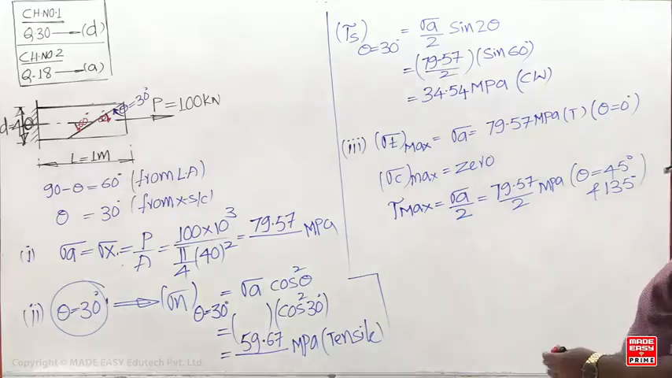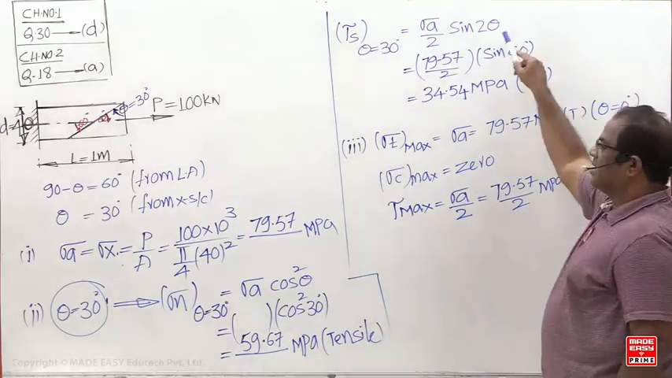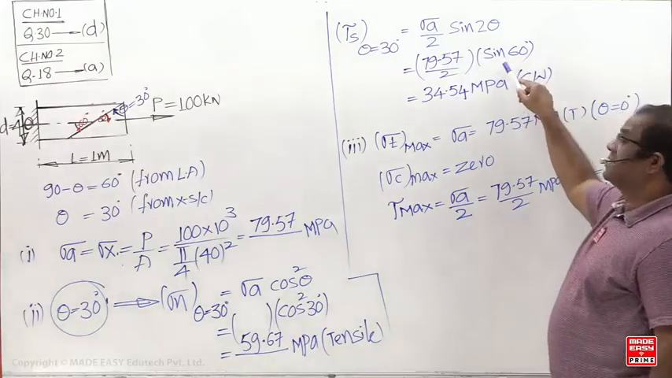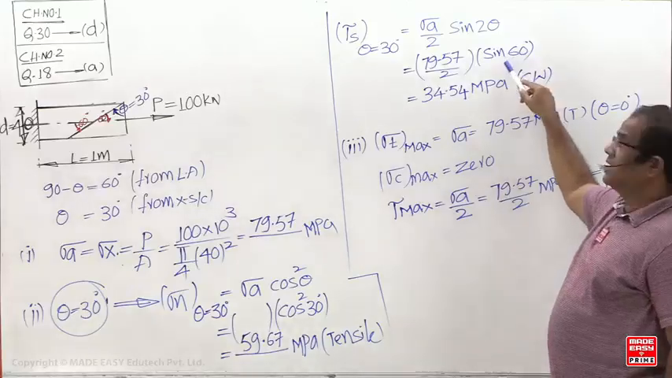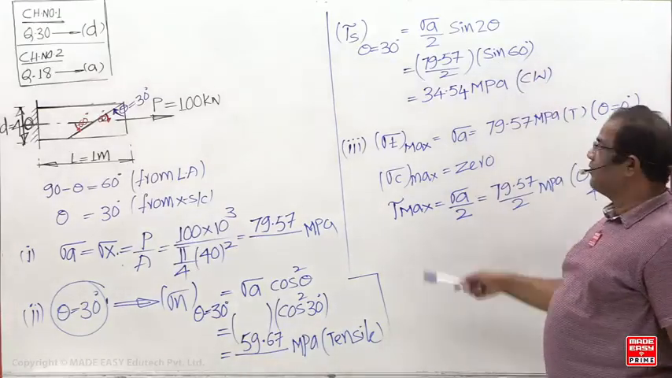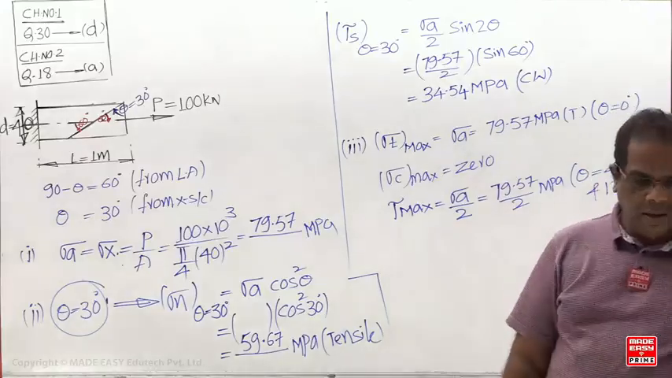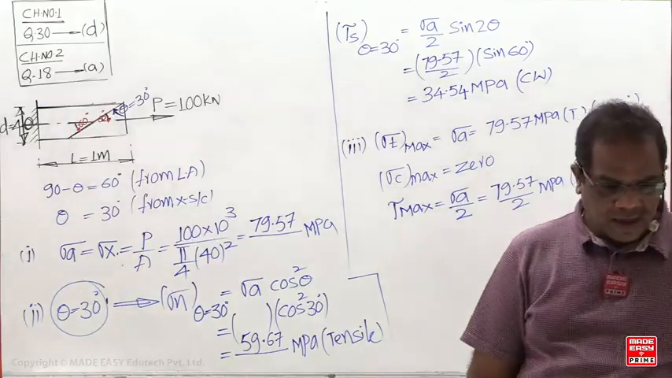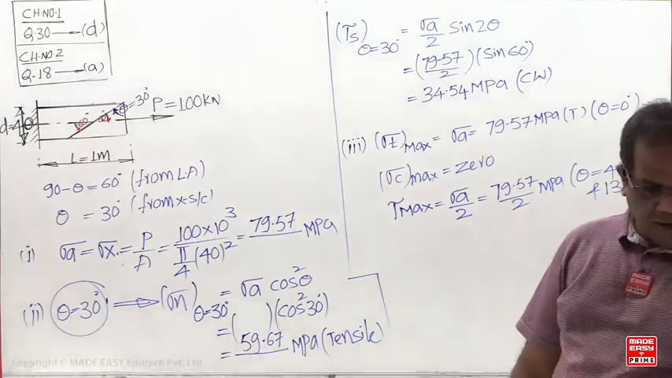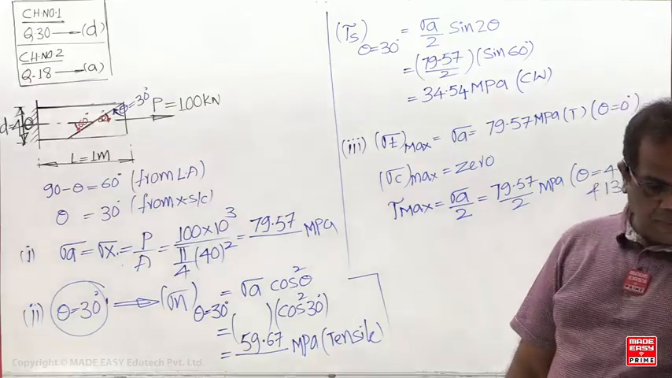One of the friends previously gave 19.89. He might have taken theta as 60 degrees, since sine 120 might have been taken. That's why I got the incorrect value. Okay, good. Thank you for informing me of the correction.